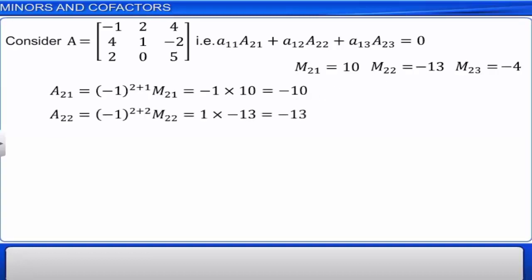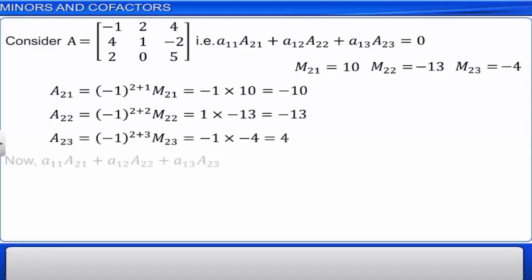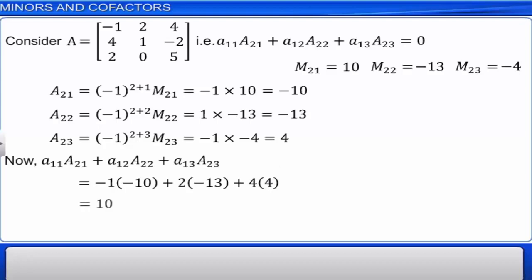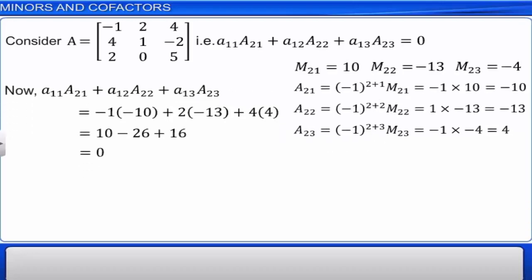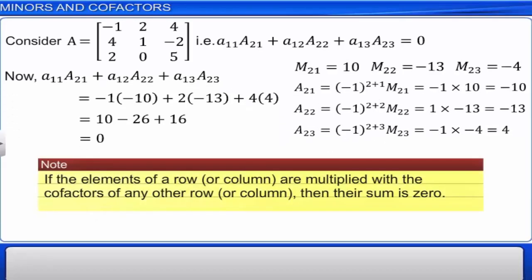Now, let's evaluate the sum of the products of the elements of the first row with the cofactors of the corresponding elements of the second row. On substituting the values, we get 0. Hence, if the elements of a row or column are multiplied by the cofactors of any other row or column, then their sum is 0.